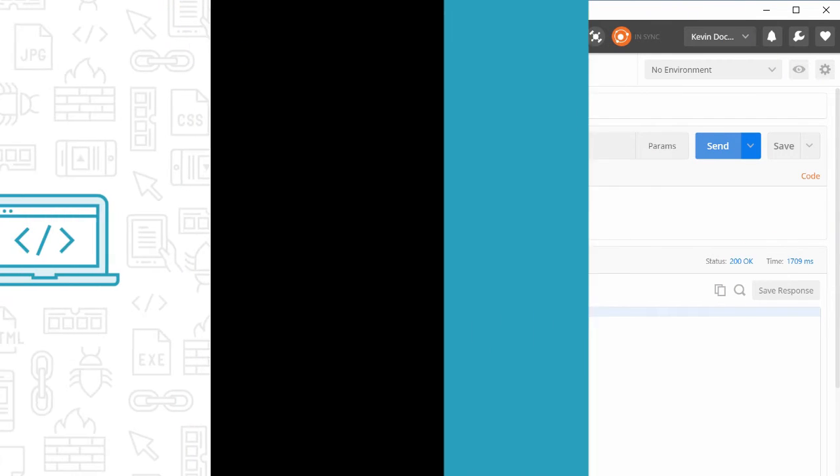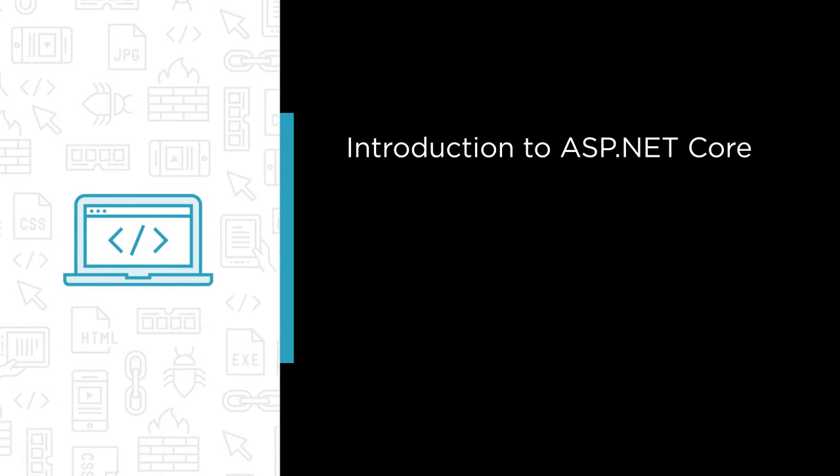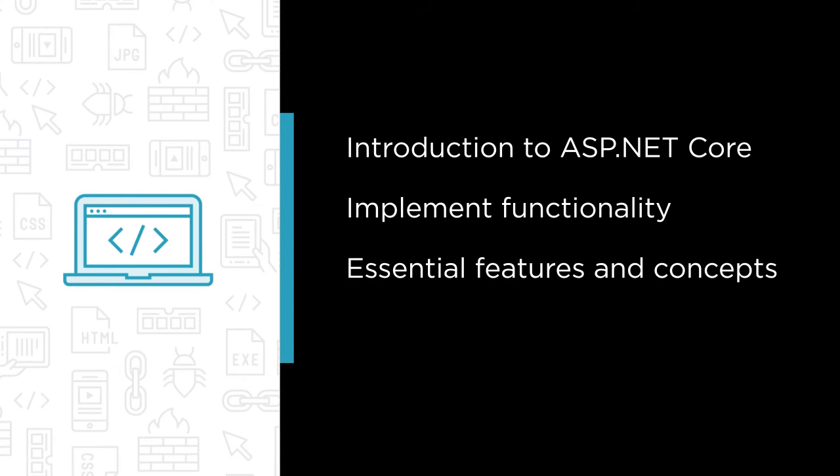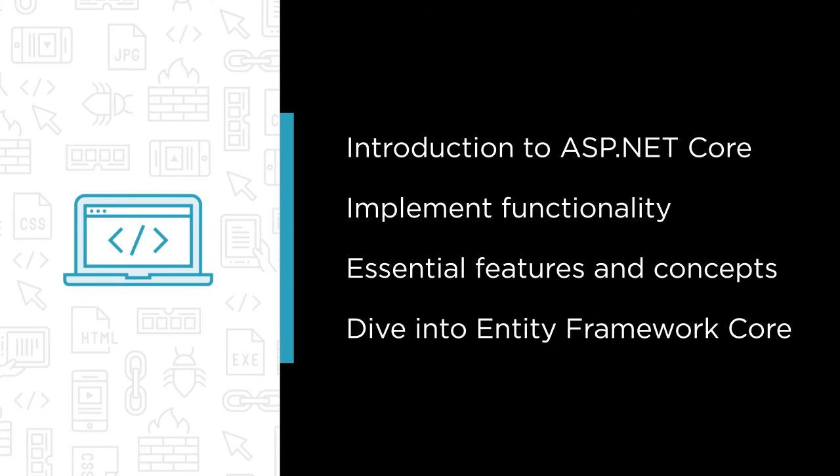We'll start out with the basics, an introduction to ASP.NET Core, including how such a project is structured. Then we'll implement all the functionality you'd expect from an API, getting, creating, updating, and deleting resources. You'll learn about features and concepts that are essential to ASP.NET Core. We'll also dive into Entity Framework Core, the ORM of choice for .NET Core applications.